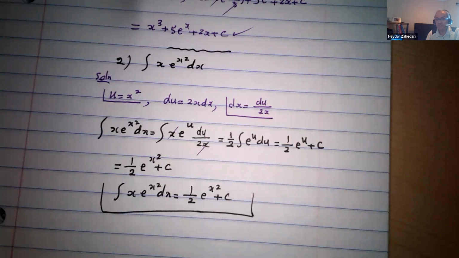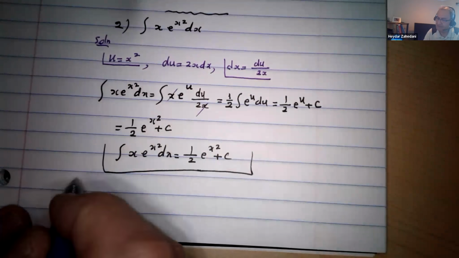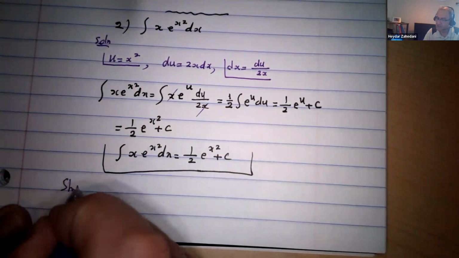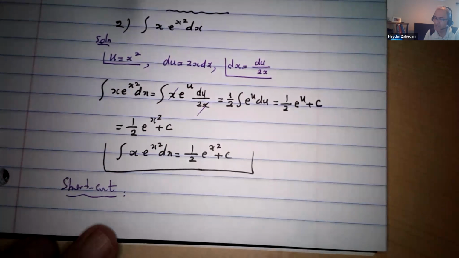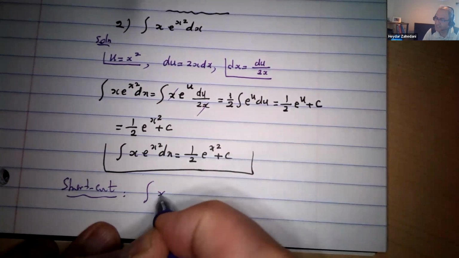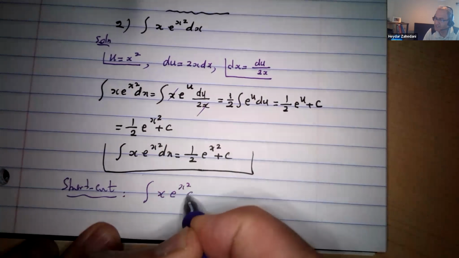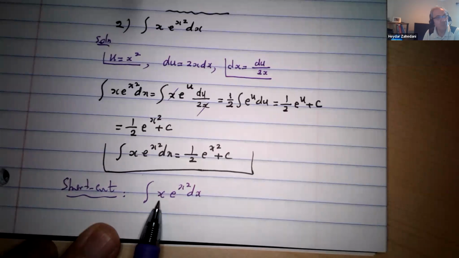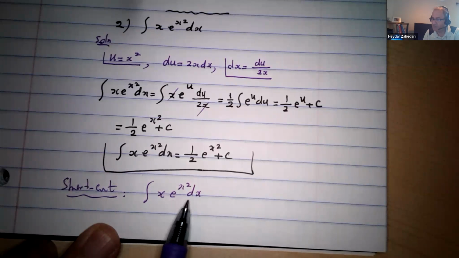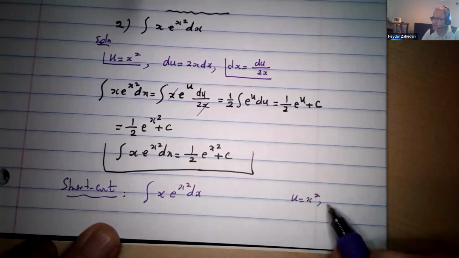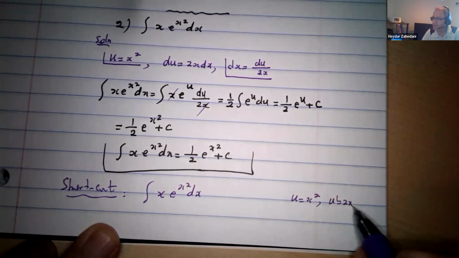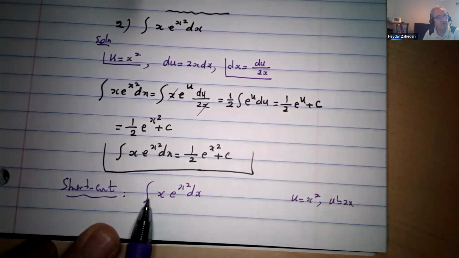If you want to use the shortcut for this problem as we did it before, you see the shortcut, not bad to know. But you can use this method all the time. The short form is, this is x e to the x squared dx. Remember, you need the u prime here, because the u prime dx gives you du. So your u is x squared. So u prime would be 2x. So you needed 2x here, but you have only x.